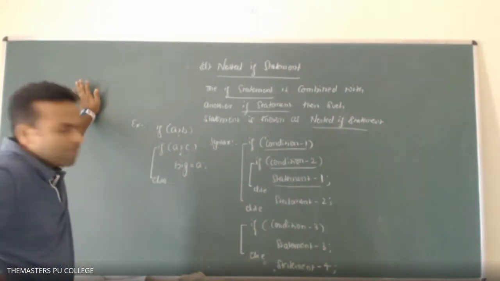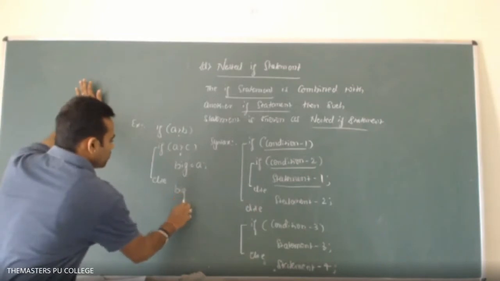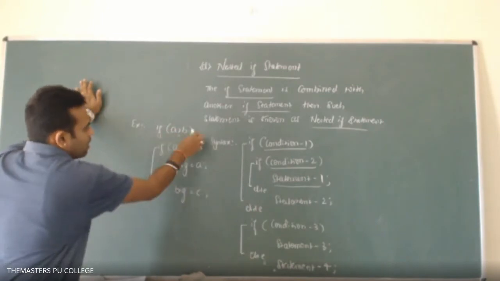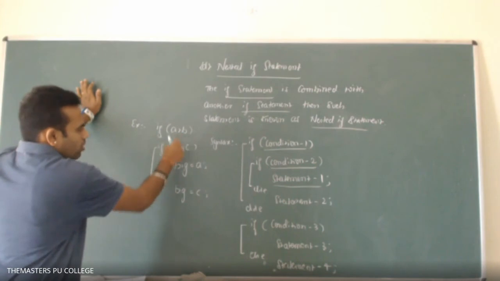C. Very good, biggest number is c. We are not combining this one here.